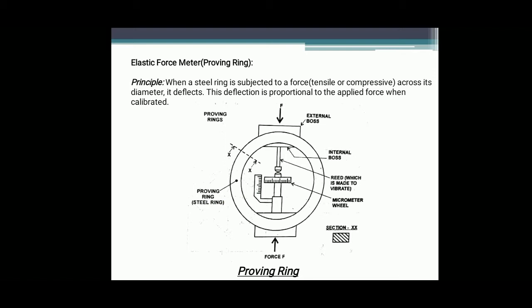Means the deflection may be either elongation or compression. Now the device is calibrated to get a measure of force in terms of deflection of the proving ring. So this is the working of the elastic force meter.